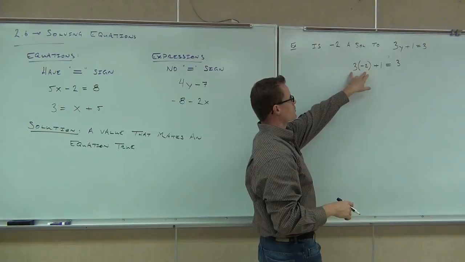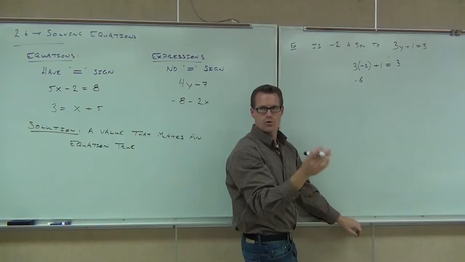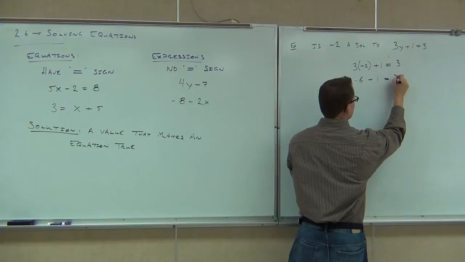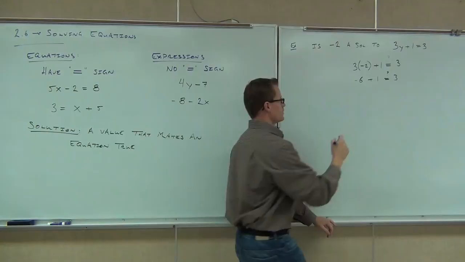How much is 3 times negative 2? Negative 6. Very good. Notice how we're just using some techniques of order of operations on expressions that we did. Now we just have equations. And we're still checking if that's true. How much is negative 6 plus 1? Negative 5. Good. Is that a true statement? Is negative 5 equal to 3?